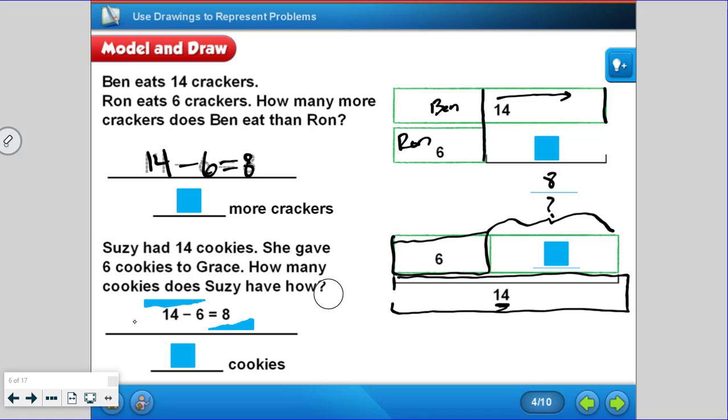Sorry, my erase isn't working. There it goes. It's a little bit slow. So I want to figure that out. So 14 minus 6, and just like above, we know that 14 minus 6 equals 8. So this missing part is 8.